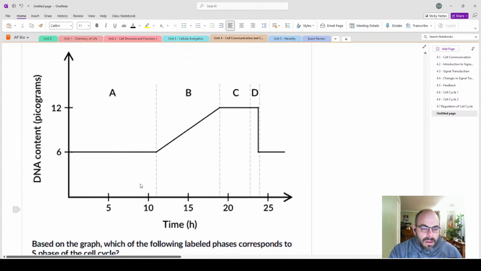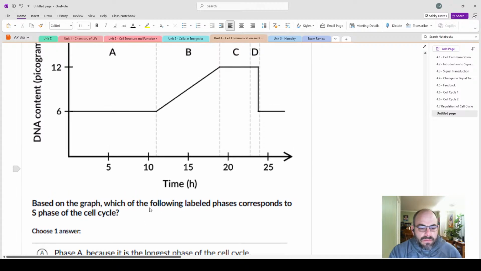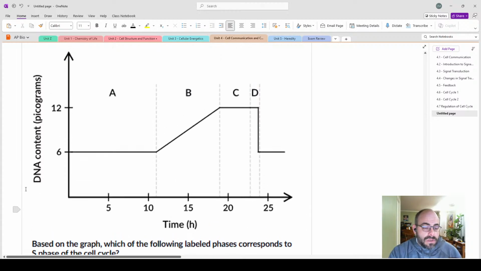And I assure you, and you've heard me say this before, do it every time you see a graph. Tell yourself, what is this telling me? All right. Then, based on the graph, which of the following labeled phases corresponds to S phase? Okay, I have to know 2 things in order to answer this question correctly. First thing I have to know is I have to be able to understand this graph, right? I have to be able to look at this graph and read it.